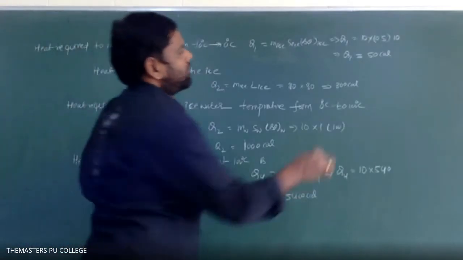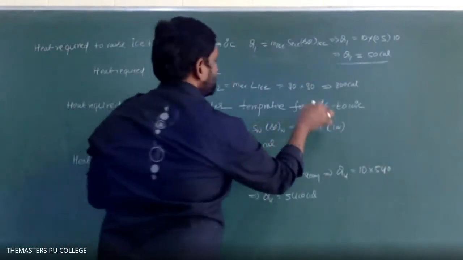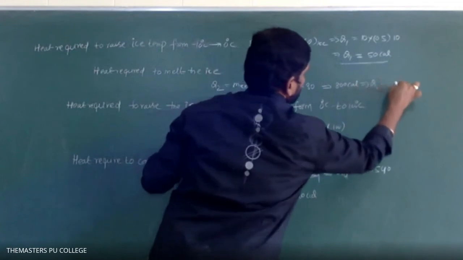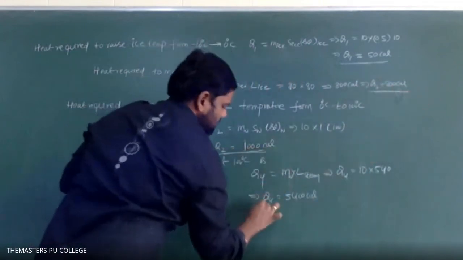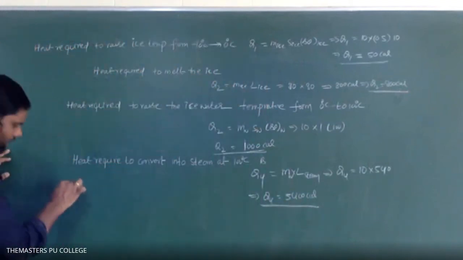Yes, sir. So what is the heat required? Here we have supplied 50 calories. Here we have supplied 800 calories. Here we have supplied 1000 calories. Here we have supplied 5400 calories. So then what is the total heat supplied?